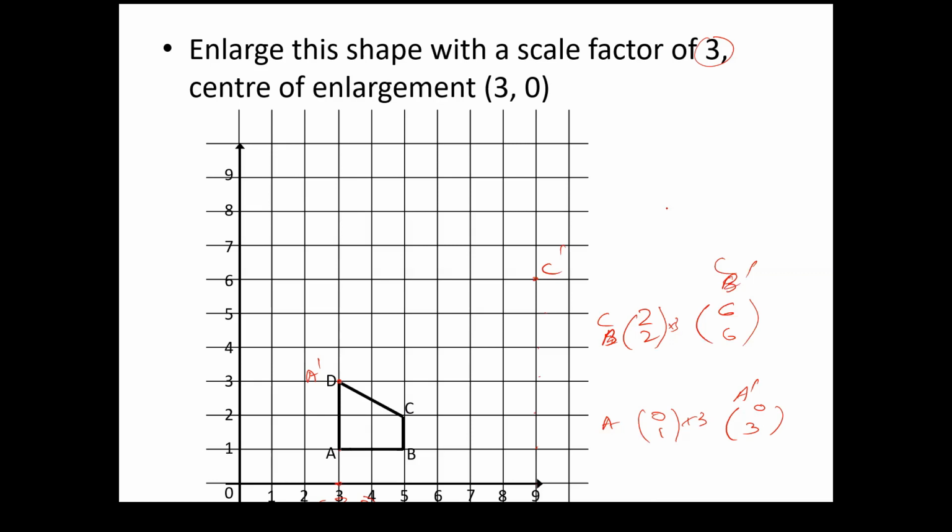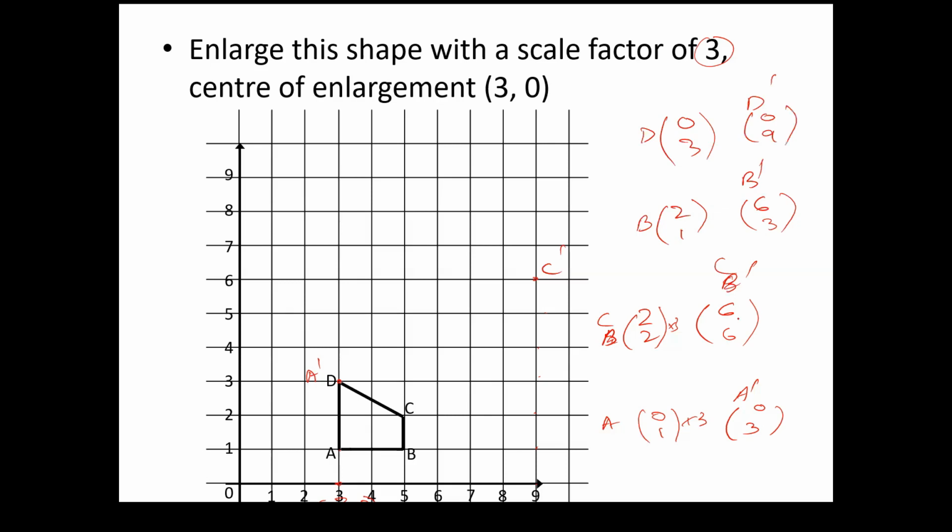And if we look for B, B is 2 units to the right and 1 unit up. So 2 to the right and 1 unit up, it will be B dash. It will be 2 times 3 is 6 and 1 times 3 is 3. Right? So same here we check for D dash. So D is how many? Nodes left and right. So only 0 for X and 3 units upward. So here D dash will be 0 and 3 times 3 is 9.